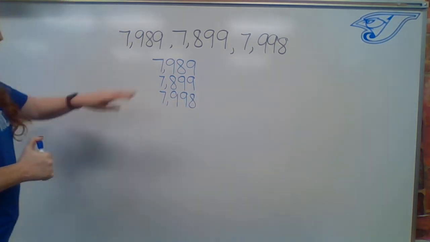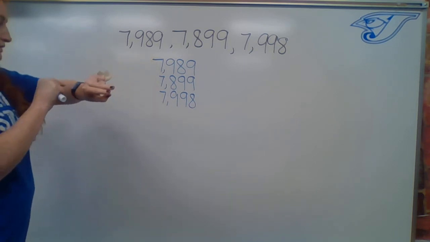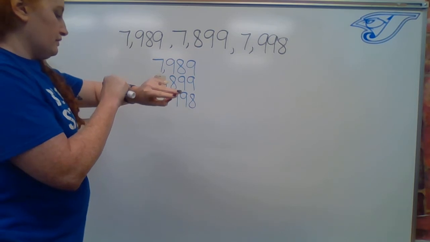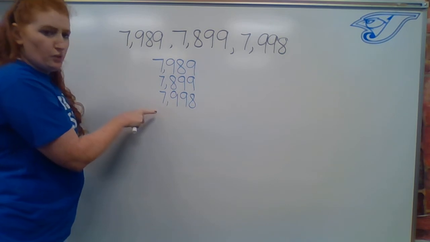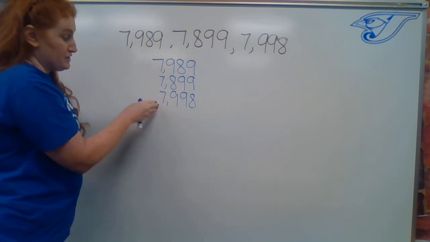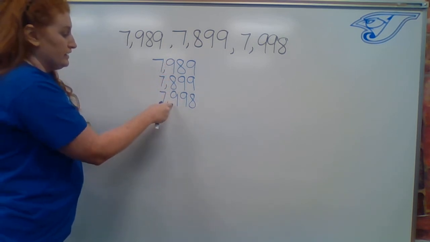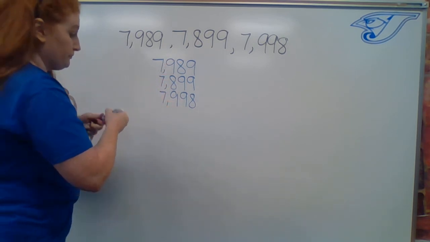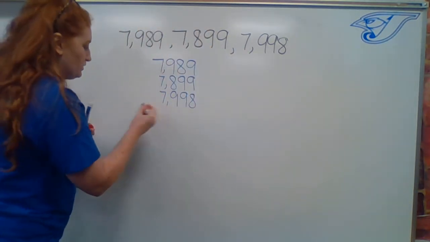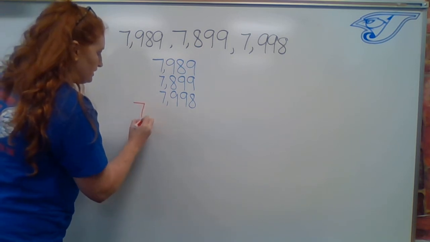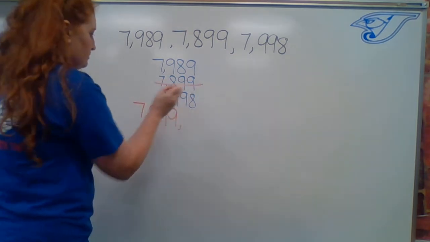Okay, so we're starting in the thousands place right now. In the thousands place, they all have a 7. So we can't tell which one is larger or smaller by just looking at the thousands place. So we have to move over to the hundreds place. 9, 8, 9. That tells me my smallest number is going to be the number that has an 8 in the hundreds place. So the first number is 7,899. I've used it, so I'm going to cross it off.